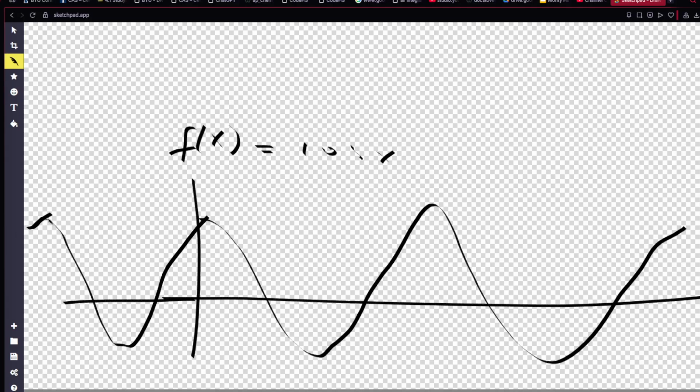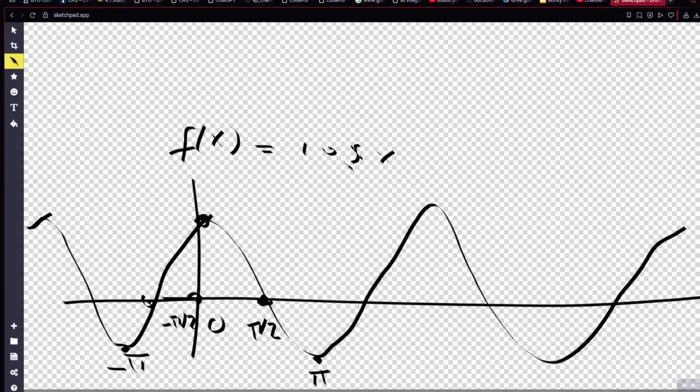I hate drawing cosine graphs, but here would be 0, here would be pi over 2, here would be pi, so on and so forth. Here would be negative pi over 2, and here would be negative pi. So a pretty simple cosine graph here. Technically, there is no absolute maximum here, because as we know, there is no one point that is greater than the rest.